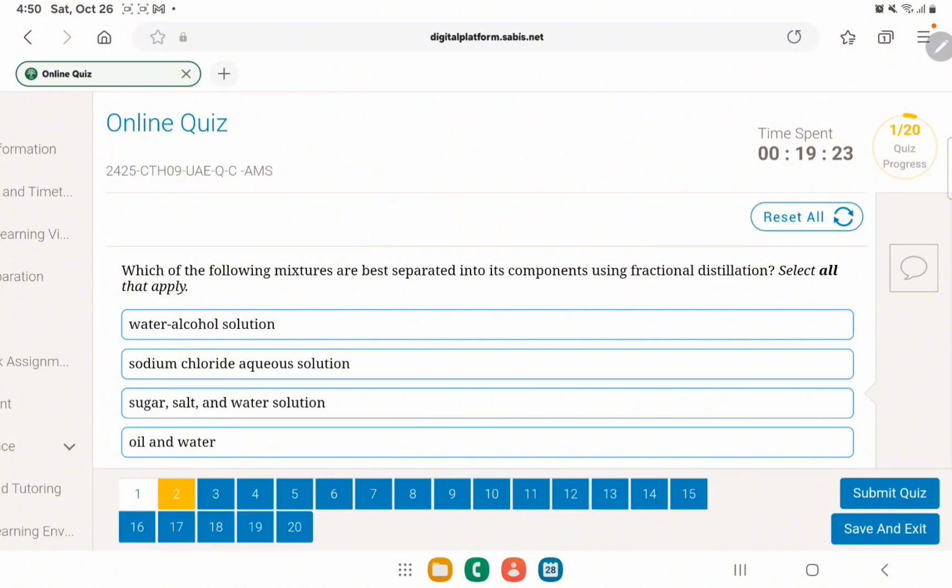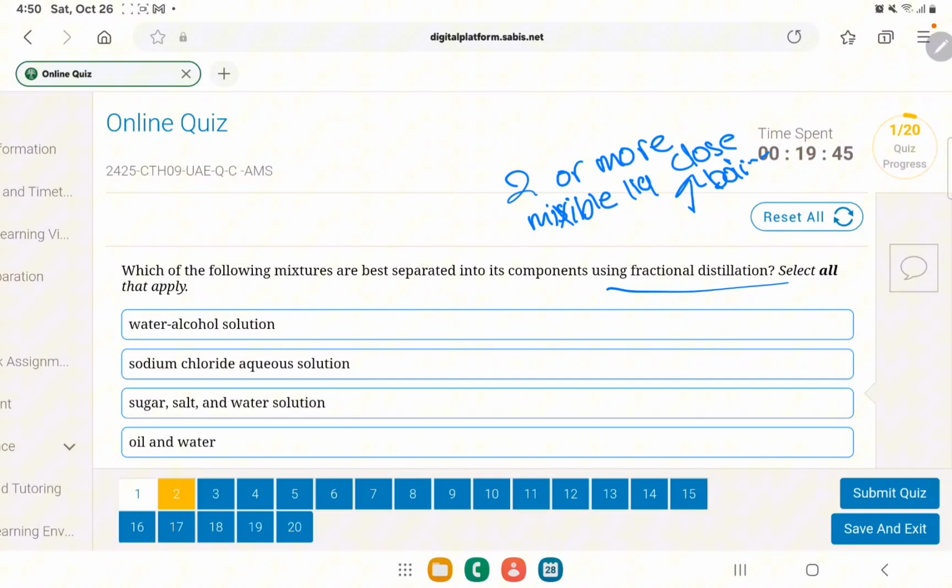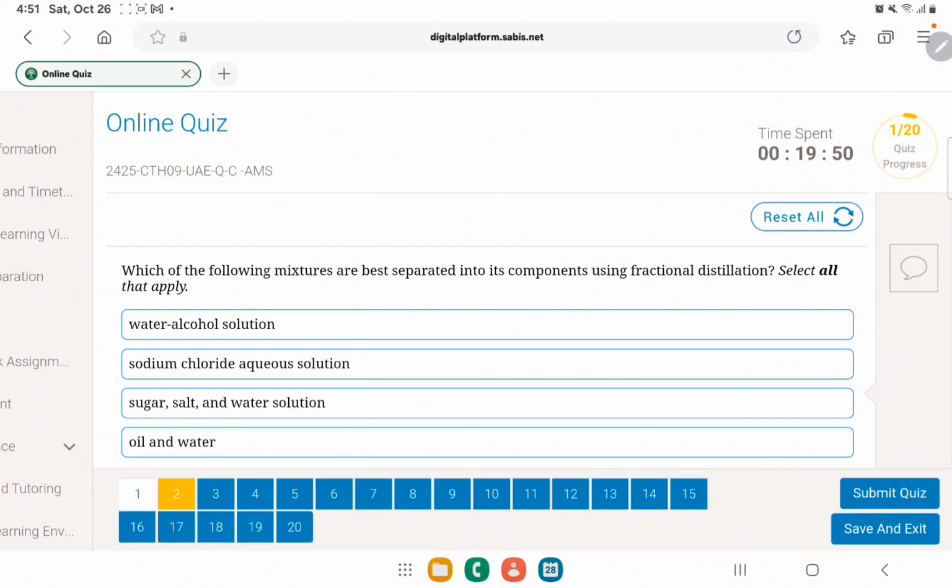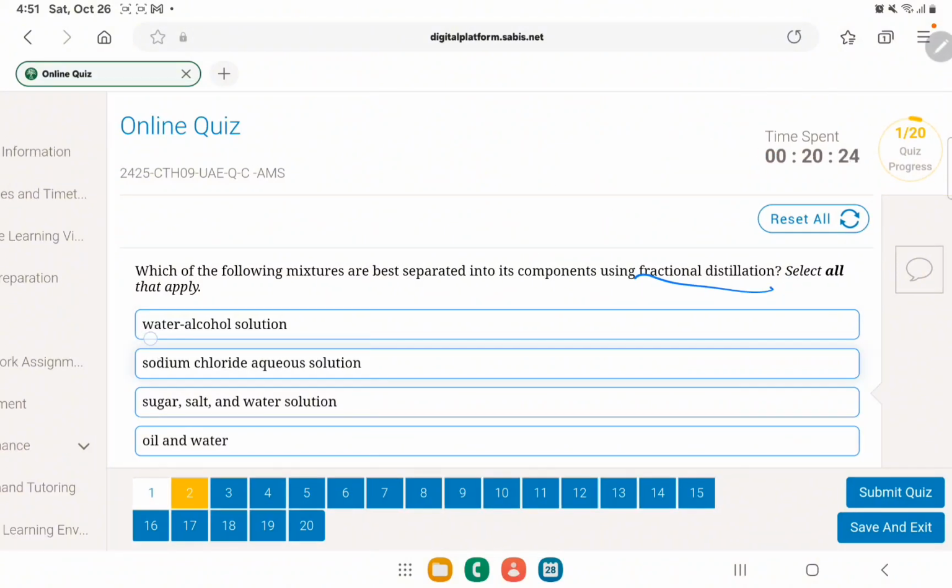Which of following mixtures are best separated into its components using fractional distillation? So fractional distillation is a method that you can use to separate 2 or more miscible or mixable liquids with close boiling points, okay? So 2 or more liquids, okay? And they're mixable. Let's check the options. Water and alcohol, yeah, because they're both liquids and they have close boiling points.